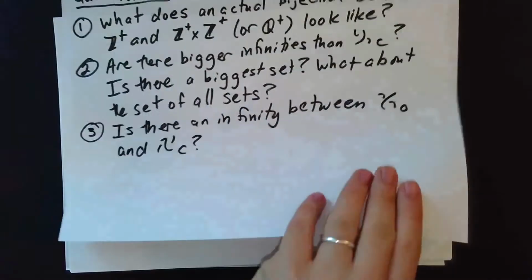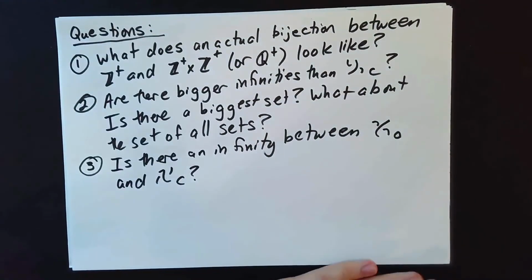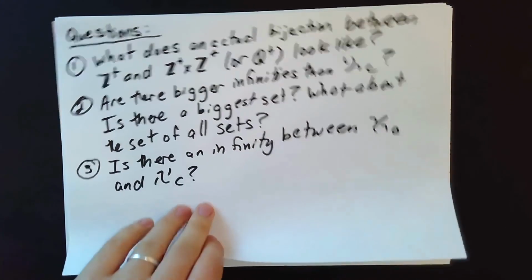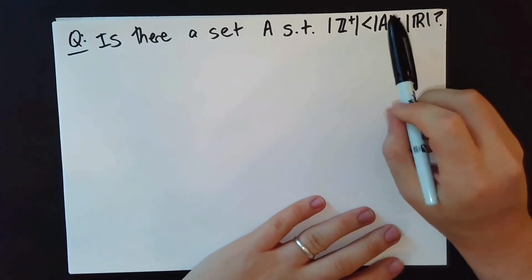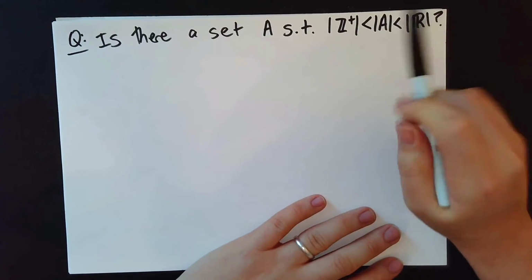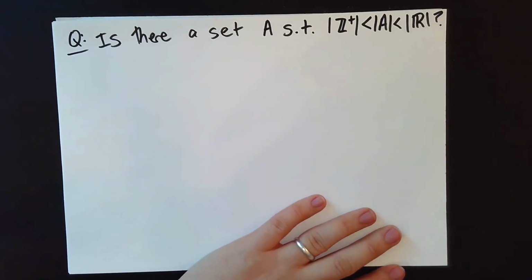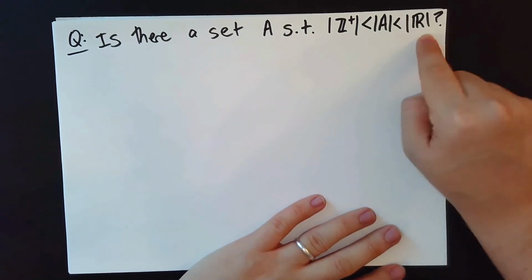Speaking of the next question, and this was the last question: is there an infinity between Aleph naught and Aleph C? Or let me rephrase that question. Is there a set whose cardinality lies strictly between the cardinality of the positive integers and the cardinality of the real numbers? Again, note we're talking about cardinalities here.